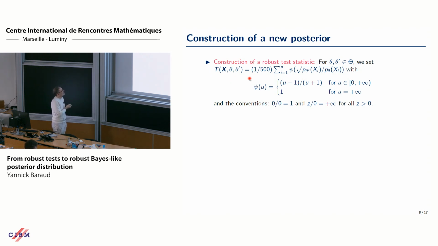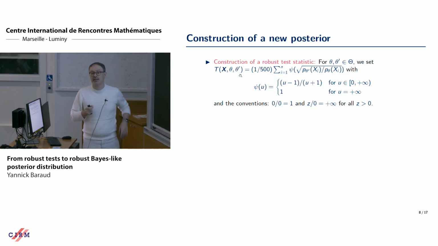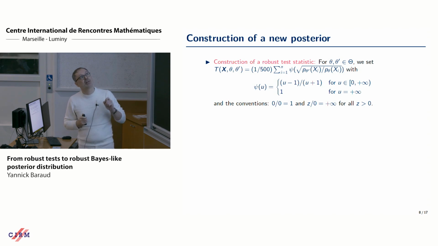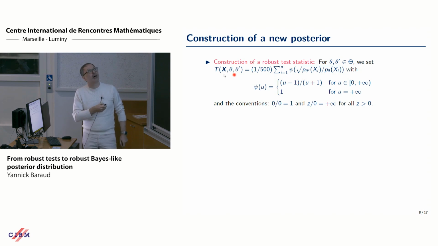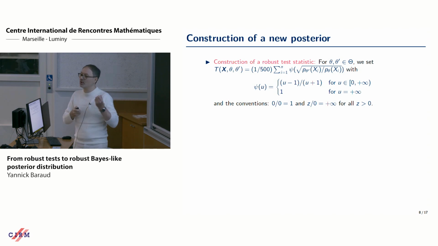So I start from a test statistic that allows me to compare two parameters in my parameter space. You can prove that this test statistic has the following property: if the distribution p theta prime in my statistical model, associated to the parameter theta prime, is closer to most of the marginal distributions of my data, then I want this test statistic to be large.